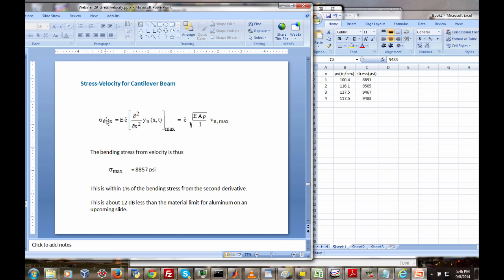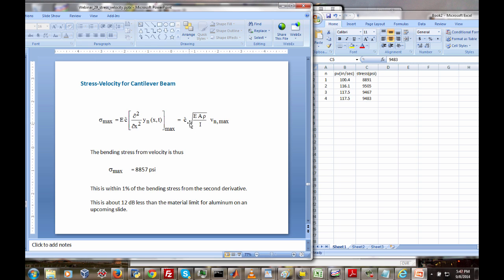So we have the maximum bending stress here, and then it's equal to the modulus of elasticity, and c hat is the distance from the neutral axis to the outer fiber. Then this is the second derivative of the modal displacement. And I have max here. These are all going to be the maximum values. Now, the maximum pseudo-velocity and the maximum bending stress occur at two different locations, in fact, opposite ends of the beam for the cantilever beam.